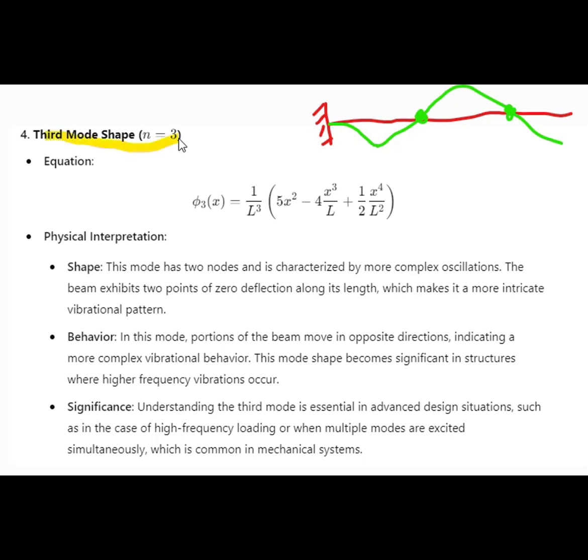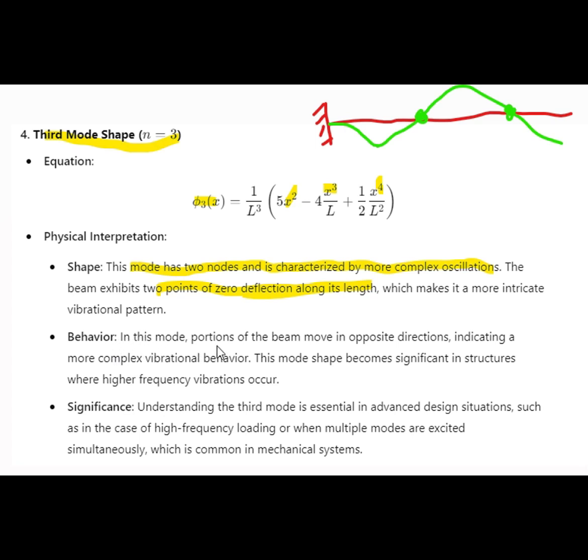We can see the third mode shape. The equation of this third mode shape is 1 by L cubed, phi x squared, 4x cubed, 1 by 2 x to the power 4 by L squared. This mode has two nodes and is characterized by more complex oscillations. Here you see two nodes. The beam exhibits 2 points of 0 deflection along its length, which makes it a more intricate vibrational pattern.